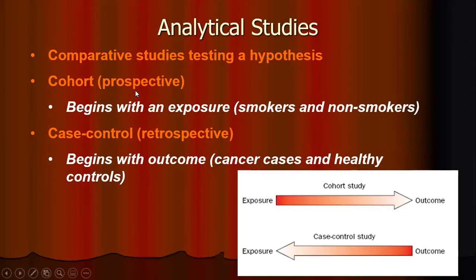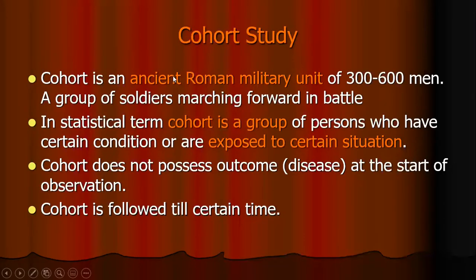A cohort study is usually prospective and it begins with an exposure, for example, a smoker and non-smokers, whereas case control study is retrospective in nature and begins with outcome, for example, cancer cases and healthy controls. So what is a cohort?